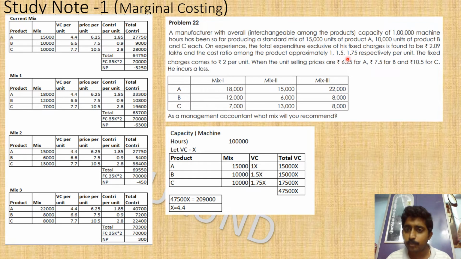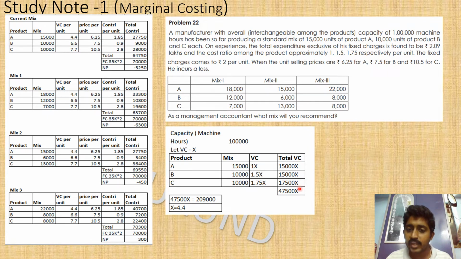First, it is given 1 is to 1.5 is to 1.75, which means I am assuming the variable cost as x. Then it will become 1x for A, 1.5x for B, 1.75x for C. This is the variable cost. Now we know the present production quantity: 15,000 A, 10,000 B and 10,000 C, with per unit variable cost 1x, 1.5x and 1.75x. I hope you are clear, guys. Multiplying the per unit variable cost by the production quantity will give you the total variable cost. So 15,000 into 1x will become 15,000x, 10,000 into 1.5x will become 15,000x, and 10,000 into 1.75x will become 17,500x.